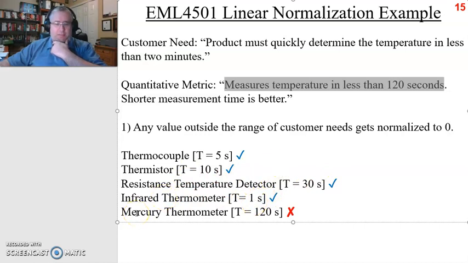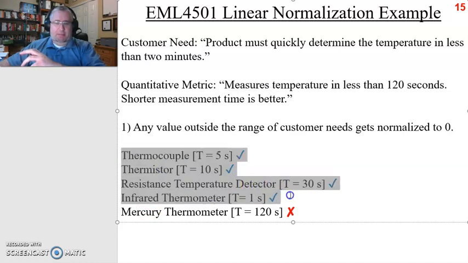Ooh, okay. Mercury thermometer, 120 seconds, and my metric is less than 120 seconds. And so this one does not meet the quantitative metric that I generated from this customer need. And so this is going to get the X, meaning I'm not going to include this in my normalization. I'm going to give it a normalized value of 0. And now my data set, my data space that I'm going to normalize, is across these four other options, right? So I'm going to throw out the mercury thermometer at 120 seconds by just giving it a normalized value of 0.